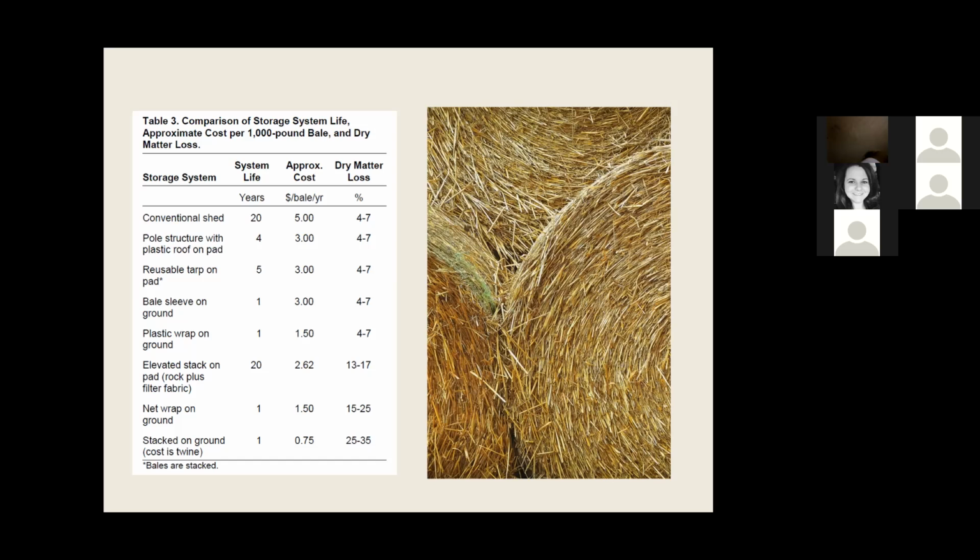So you can see the only cost associated with that is the twine, which is 75 cents per bale per year. But the dry matter loss is 25 to 35%. Up from that is net wrap, but once again, it is stored outside on the ground. It goes down to 15 to 25%. And then above that is elevated stack on a pad. So that's just filter fabric with rock on top of it. And that dry matter loss is 13 to 17%.